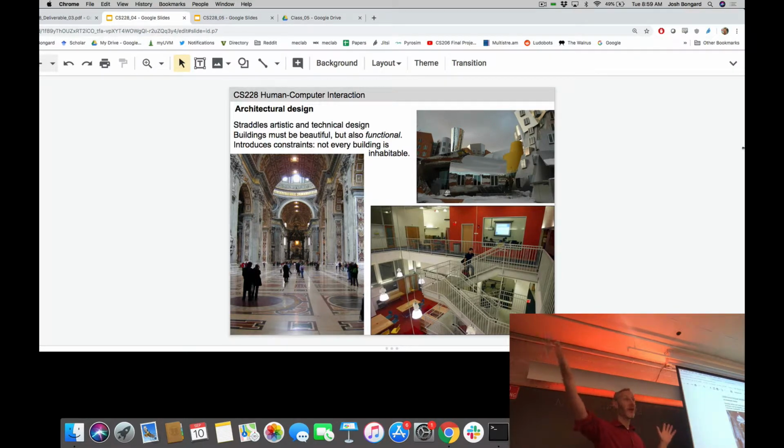Architecture is also very far from HCI. It doesn't have much to do with software, at least not most of the time. But they both have to address this challenge of reconciling the subjective with the objective. Okay, so here are two very different buildings. The building on your right, there's an outside and inside view of the building. Which two buildings are these?